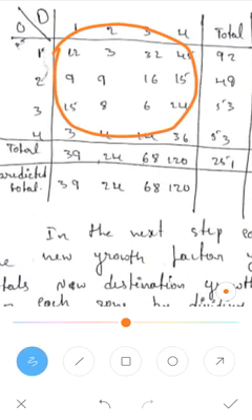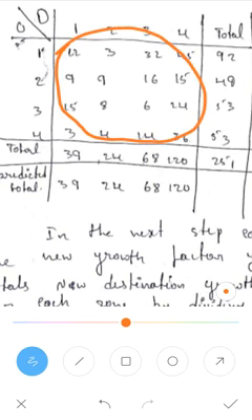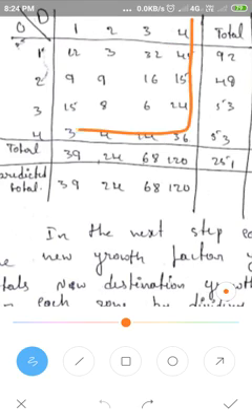Consider the growth factor: the growth factor has to be multiplied with the number. So consider all these values you will get by multiplying. Now you have origin, destination, and till here you will get it.